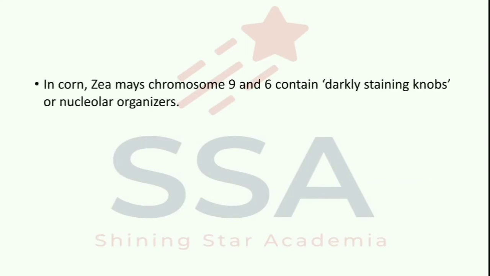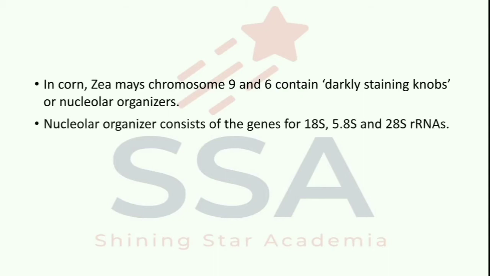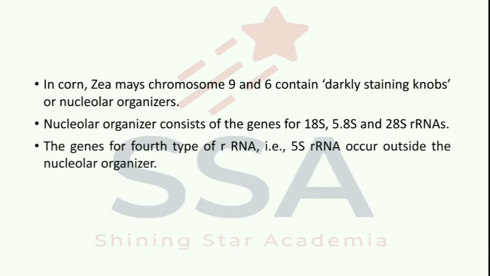In corn, chromosomes 9 and 6 contain darkly staining knobs or nucleolar organizers. Nucleolar organizer consists of the genes for 18S, 5.8S and 28S rRNAs. The genes for the fourth type of rRNA, that is 5S rRNA, occur outside the nucleolar organizer.